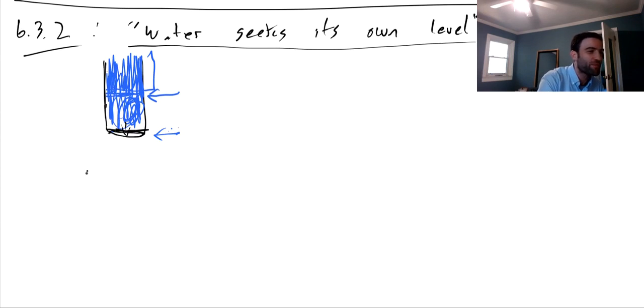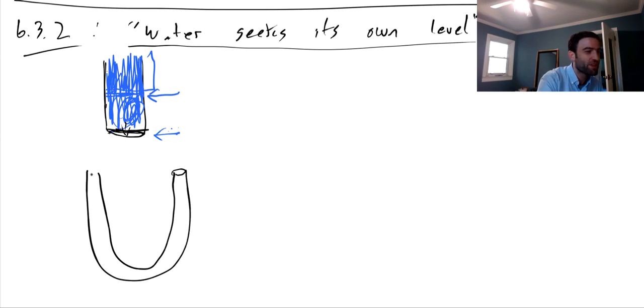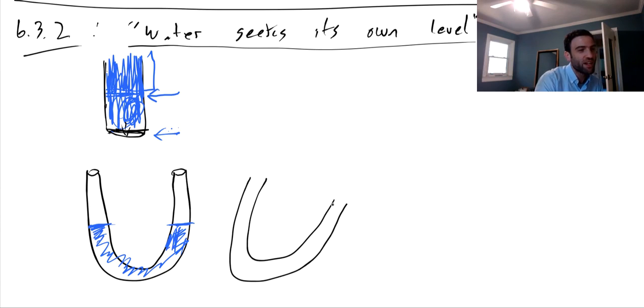Okay, so what do I mean when I say water seeks its own level, and how can we understand what's going on? Suppose I have a U-shaped pipe that's open on both ends to air, and it's full of water. Well, if the water is at rest, so it's not moving, we're holding it very still, water seeks its own level means that both of these two surfaces will be at exactly the same height, right? And if we tilt our U-shaped container, again, it's the height of the water in both parts of the tube that will be the same.